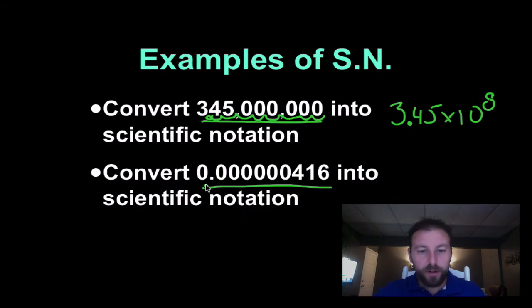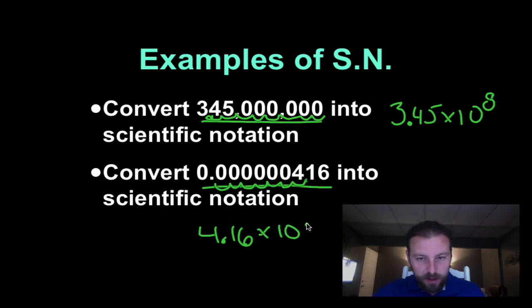Now we're going to convert 0.000000416 into scientific notation. Not too bad to do. We want the decimal point here, so it would be 4.16, and we have to count the number of spaces. Notice we're going to the right, so we have a small number, so it's going to be a negative exponent. 1, 2, 3, 4, 5, 6, 7, times 10 to the negative 7. There you go. That's how we do scientific notation.